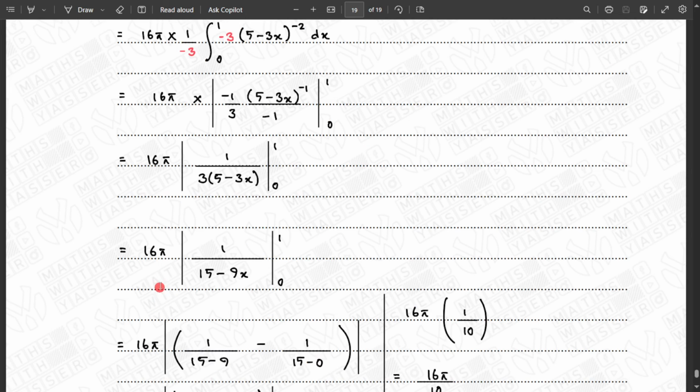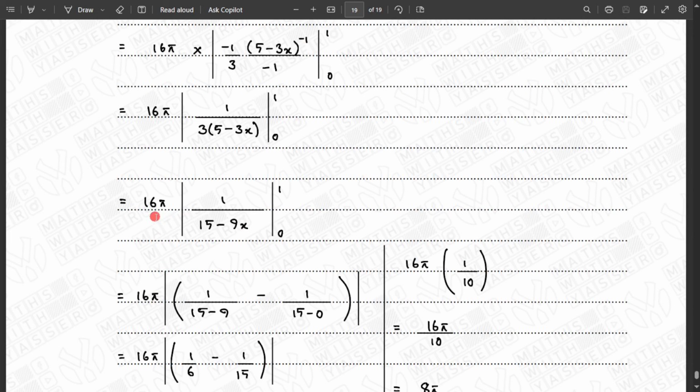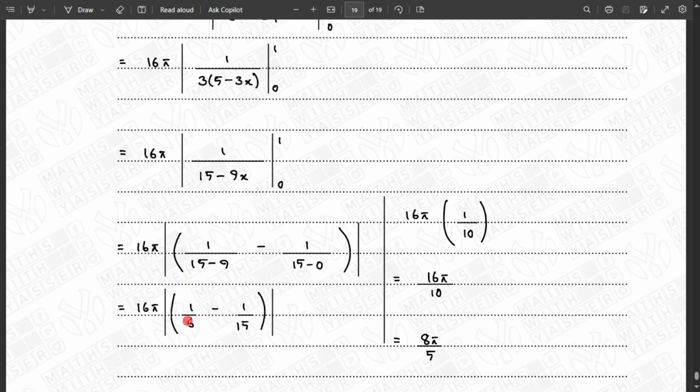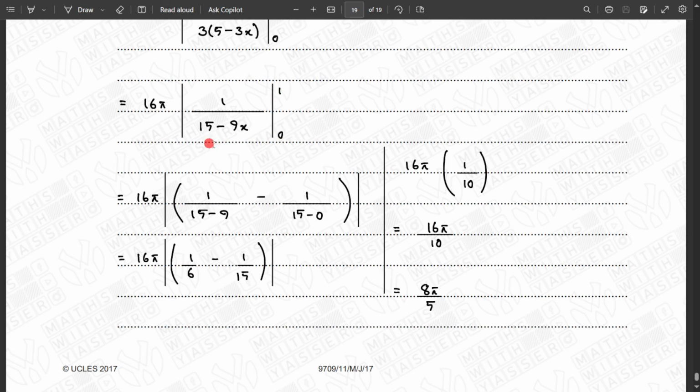So 16 pi, then we have 1 over 3 times 5, which is 15, and 3 times 3x is 9x. Substituting 1 and 0 into this, this will give us 1 over (15 minus 9) minus 1 over (15 minus 0). So that will be 1 over 6 minus 1 over 15, which is 1 over 10. So 16 pi times 1 over 10 gives us 16 pi over 10, which is 8 pi over 5.